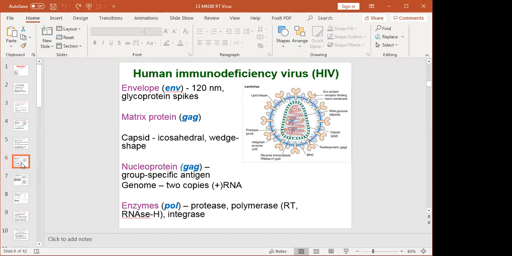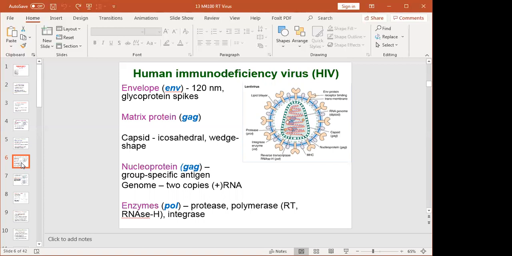We have envelope glycoproteins that are made as a result of transcription and later translation of the ENV gene segment. These are glycoprotein spikes. We see them on the surface. Matrix protein comes from the GAG gene segment. These will form capsid proteins, and the arrangement is icosahedral and they are wedge-shaped.